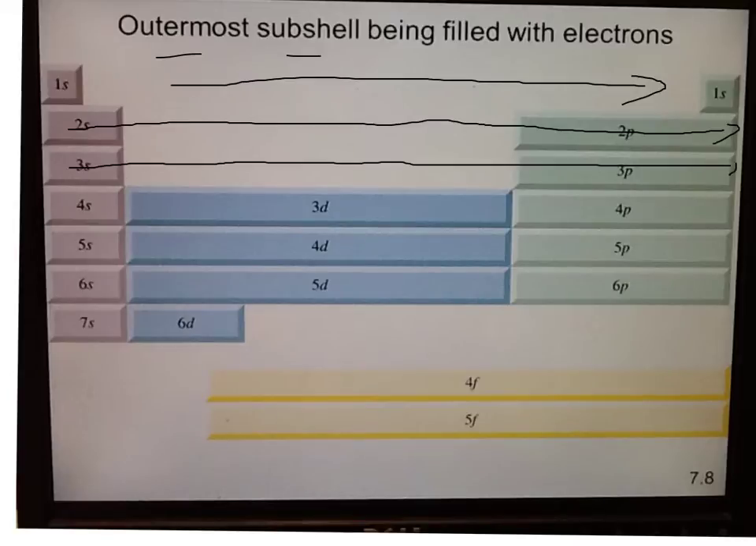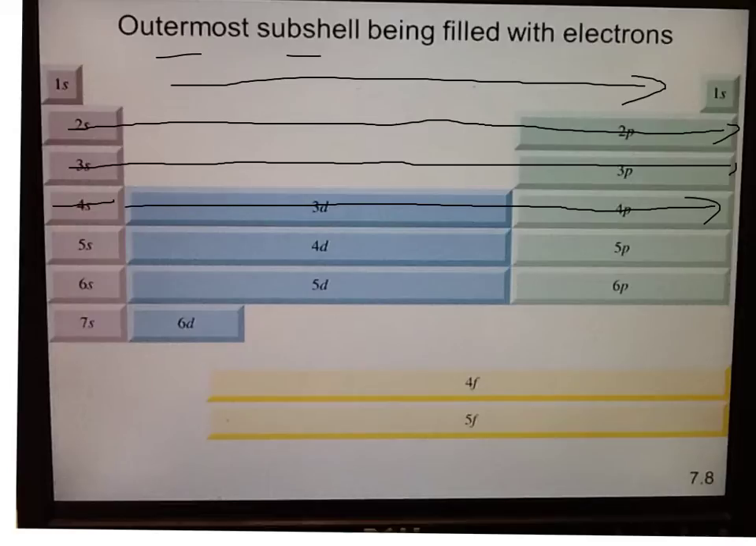As we continue to go across, we're in the fourth period now, and we start to fill the 4s. But of course, as you know, 3d is lower in energy than 4p, but higher in energy than 4s. So after the 4s fills, we begin to fill the 3d. And after the 3d's are filled, we begin the 4p, and so on and so forth throughout the periodic table.